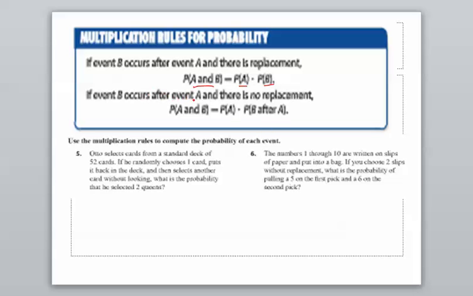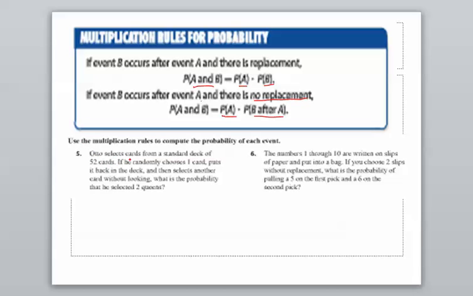If event B occurs after event A and there is no replacement, then what you have to do is look at the probability of A and the probability of B after A has occurred. Let's look at these problems down here.